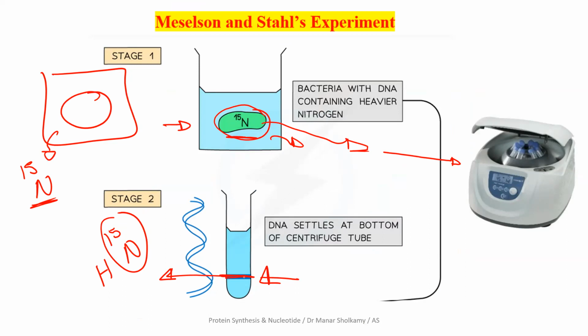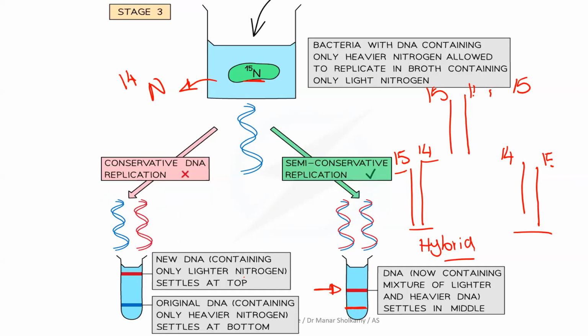When they put the bacterial DNA in a nutrient broth that contains the light nitrogen, left it for 20 minutes, and then spun it, they did not find any bands at the base. So here, no heavy DNA. The band is now in the middle, so all the DNA became hybrid, half heavy and half light. This confirms the semi-conservative replication. What if the replication was not semi-conservative? There would be two bands, one heavy and one light, but this did not happen.